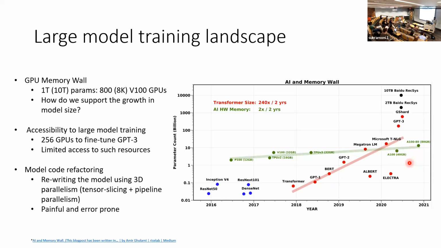So the GPU memory wall. It's pretty clear that there is no way we're going to get a terabyte GPU, right? It's 80 gigs, maybe it will go to 100 gigs. How do we support the model growth? That was the fundamental question for the ZeRO team or DeepSpeed team, right?